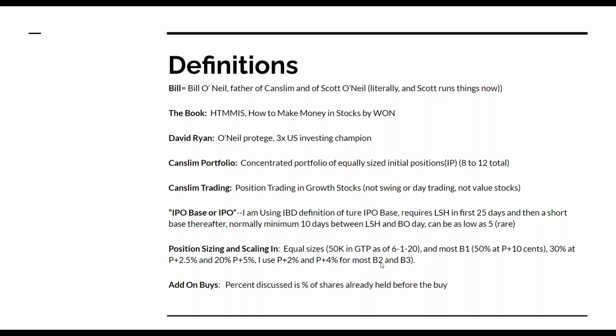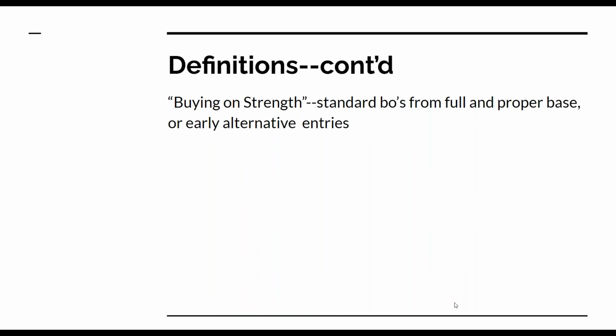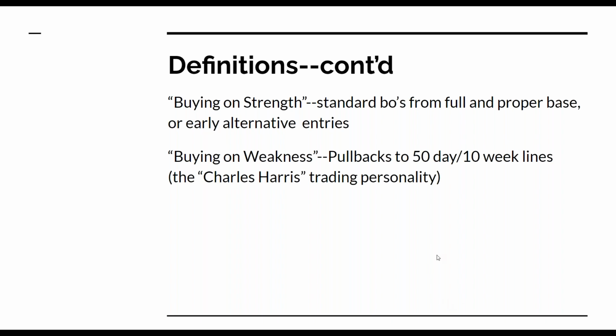Add-on buys, when our add-on buy rules are triggered, that's the percentage discussed is a percentage of the shares already held before the add-on buy. And then the moving average lines on my charts in MarketSmith are the 10-day, 21-day, 50, and 200. They're all simple moving averages except the 21-day is exponential, and they're pink, green, red, and black on the charts. Buying on strength, we're talking about buying standard breakouts from full and proper bases, or maybe early alternative entries when you develop that skill. Buying on weakness is buying on pullbacks to the 50-day, 10-week lines. This is Charles Harris's trading personality.